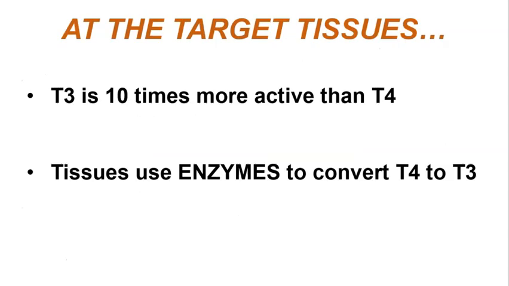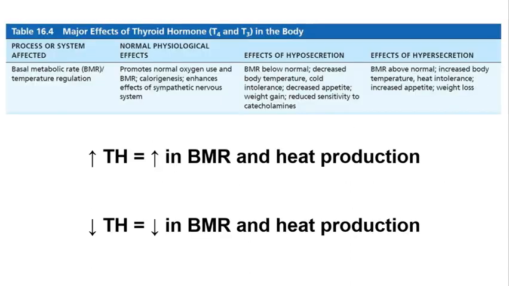So we saw earlier that 2 hormones are manufactured, T3 and T4. As mentioned previously, T3 is more effective, more active, roughly 10 times more active and more potent than T4. And at the target tissues, we see that T4 is converted into T3 by enzymes. The major effects of thyroid hormone, as mentioned earlier, is that they control basal metabolic rate, which is abbreviated BMR, as well as heat production. Increased secretion of thyroid hormone will increase basal metabolic rate and also increase heat production, while decreased secretion of thyroid hormone will lower basal metabolic rate and lower heat production.